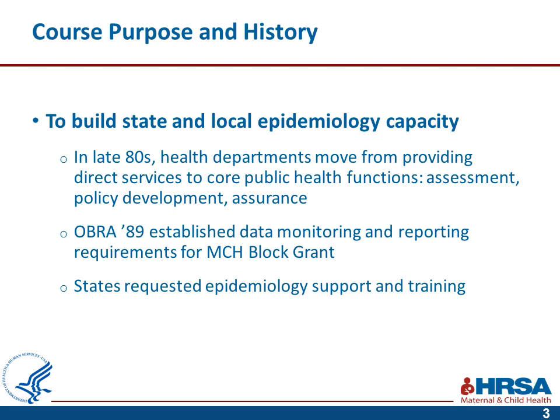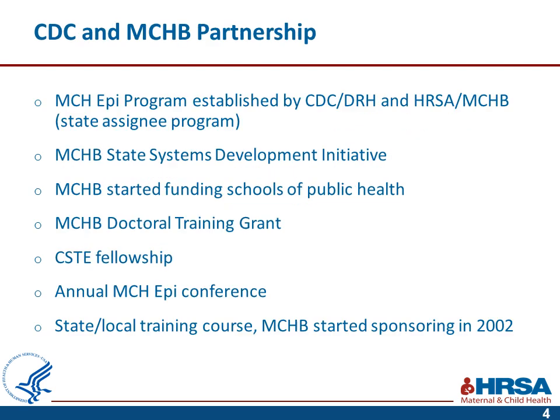So the course purpose and history was really to build state and local EPI capacity. In the late 80s, health departments moved from providing direct services to the core public health functions: assessment, policy development, and assurance. And the Omnibus Budget Reconciliation Act of 1989 then established data monitoring and reporting requirements for the MCH block grant. So states were requesting epidemiology support and training. And in response to that, CDC and HRSA MCHB partnered to meet that need and expand data capacity.